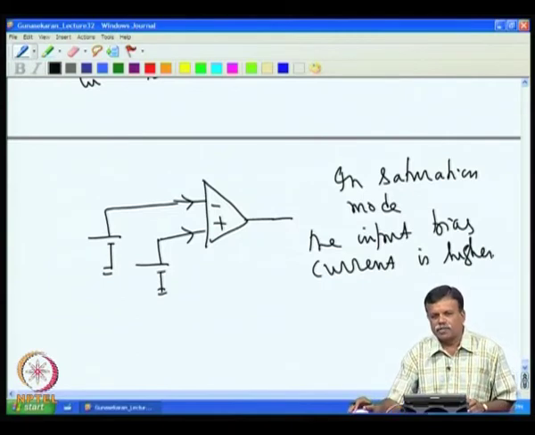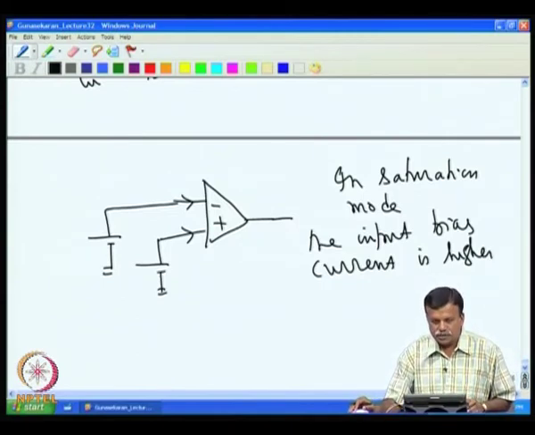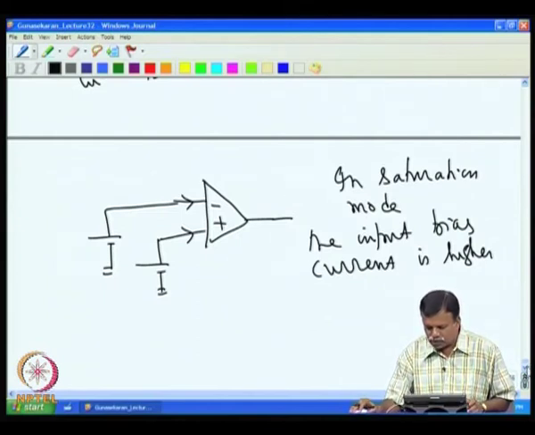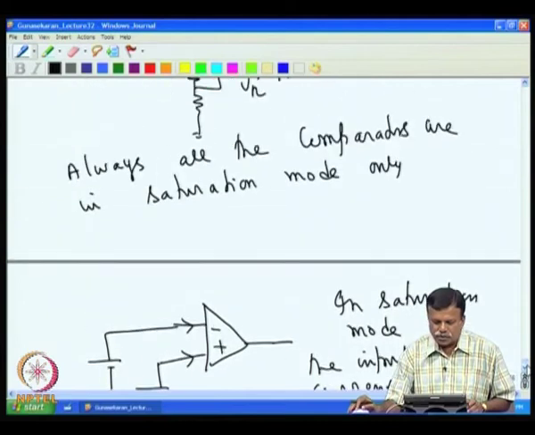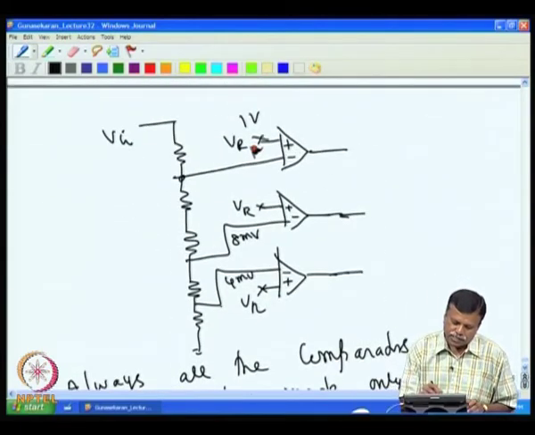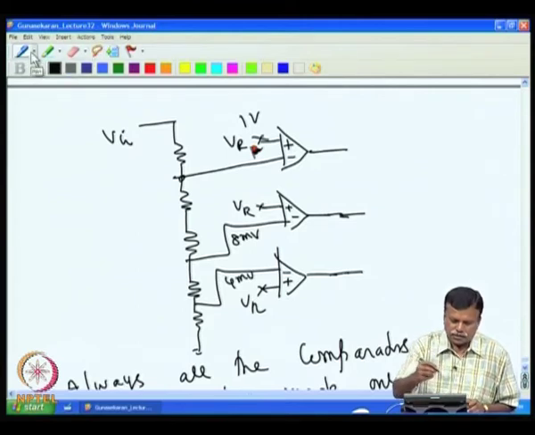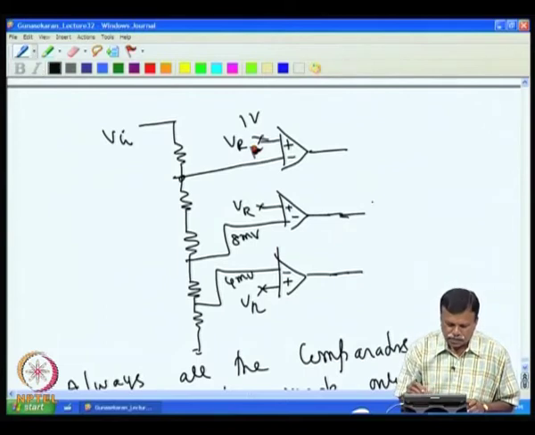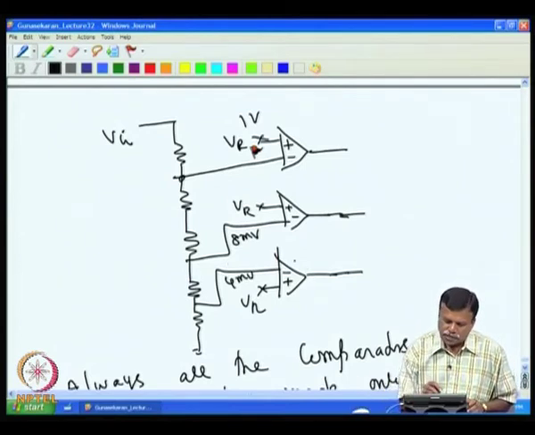So, essentially what happens when the input voltage changes, the current taken by each comparator changes. That actually is a problem, because we have to make sure that this current is very small. The current actually taken by the op amp is very small. This is to be ensured. This is one of the major problems, because when the input changes, the current taken by the comparator changes.